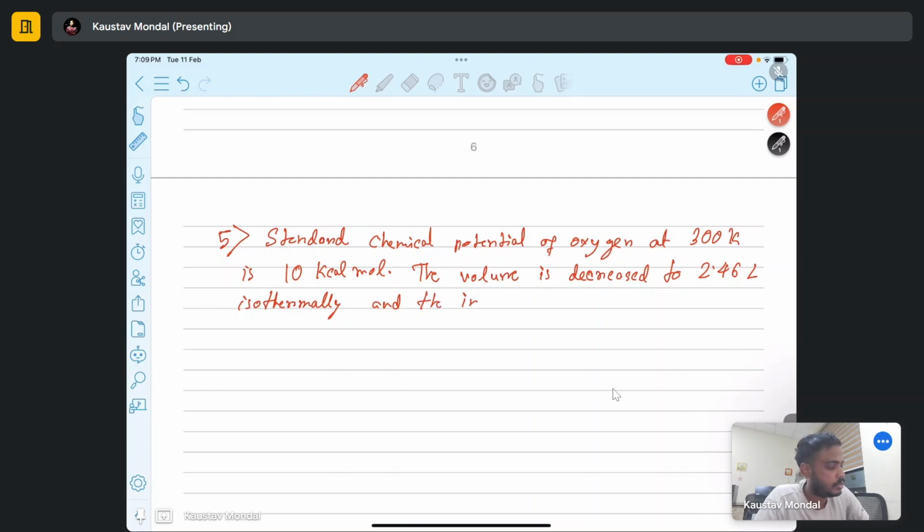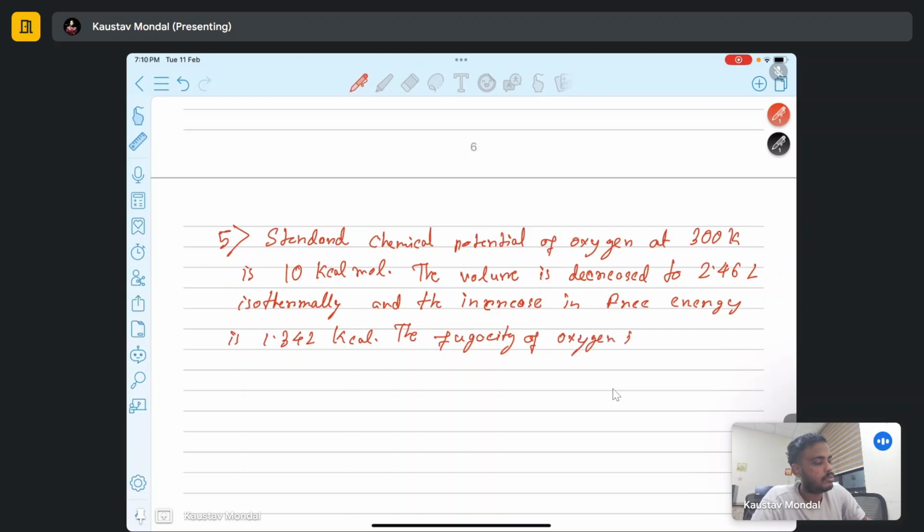and the increase in free energy is 1.342 kilocalorie. Now the fugacity of oxygen is what?